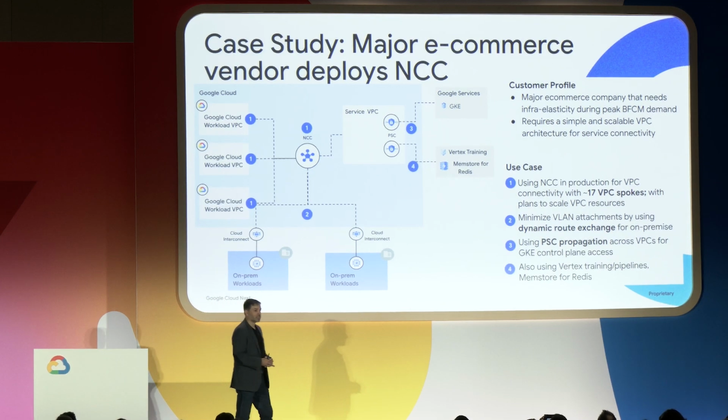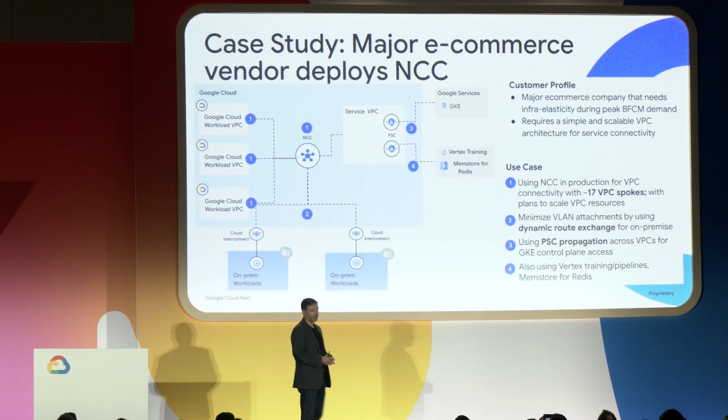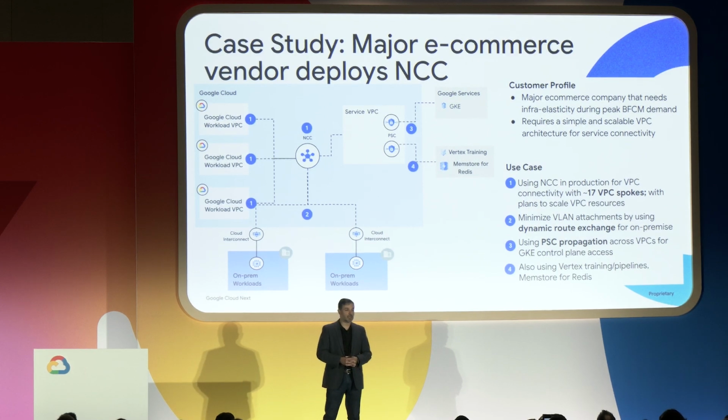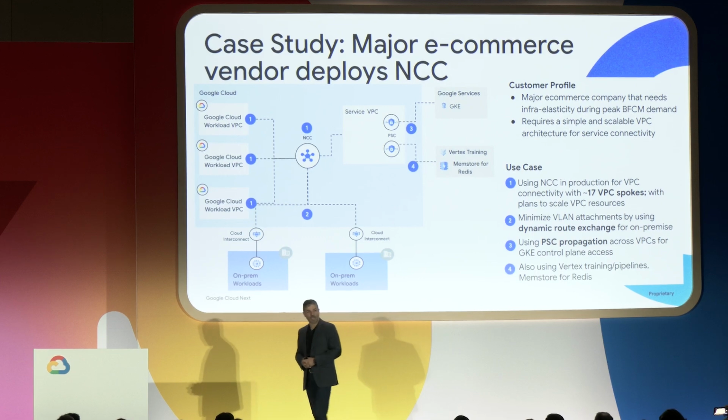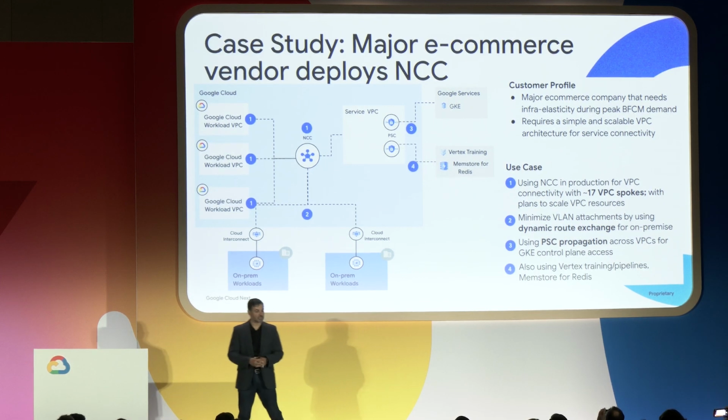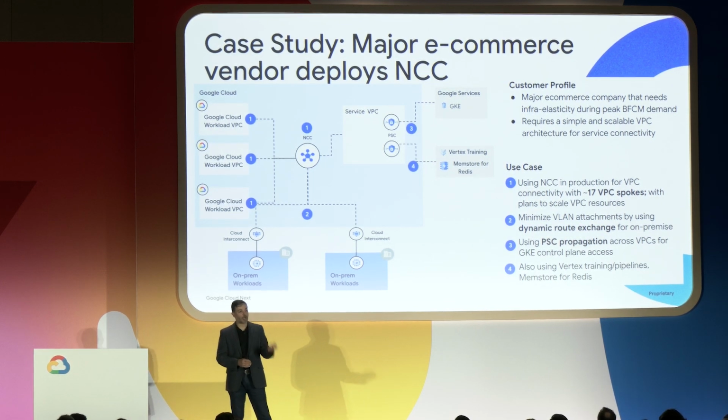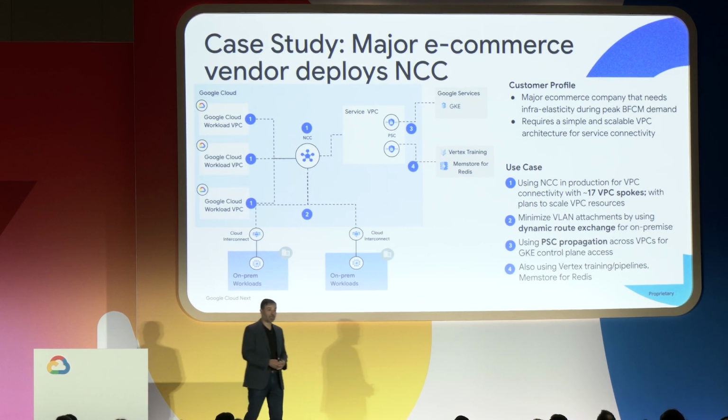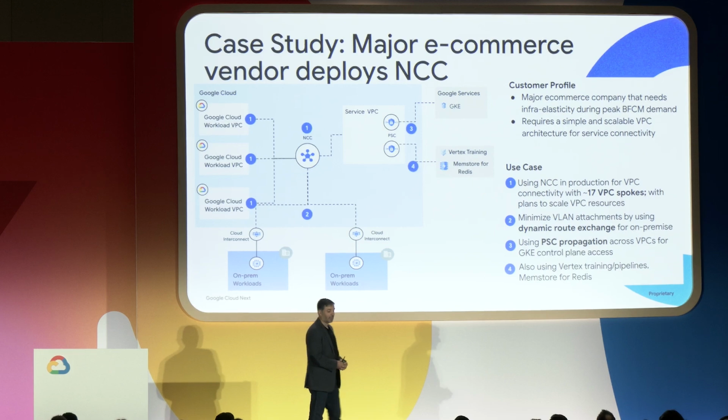The major e-commerce vendor that's deployed NCC today, one of the main things for them is they have peak demand during Black Friday, Cyber Monday time, and they need to continue to optimize the infrastructure to do this. Their adoption of NCC has enabled them to really simplify their design. They have a lot of VPCs in production, and they continue to grow their footprint. The dynamic route exchange was a key feature for them that they've leveraged.